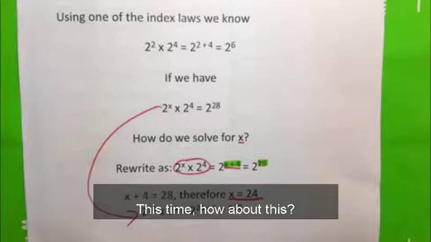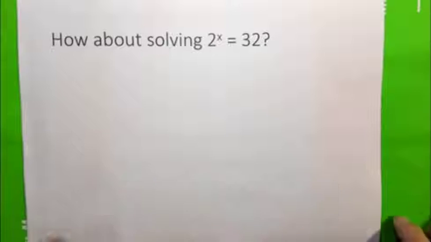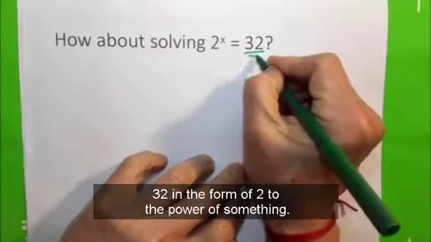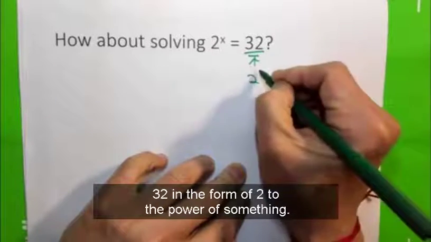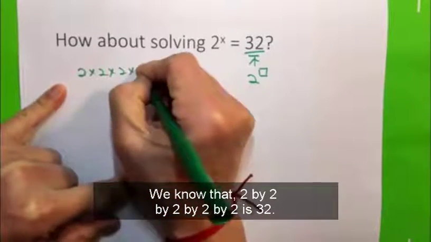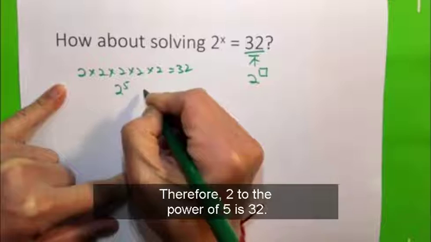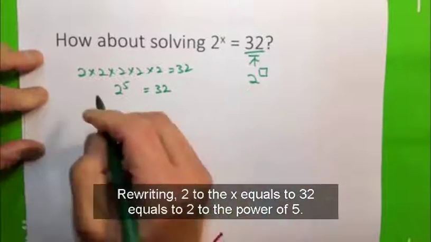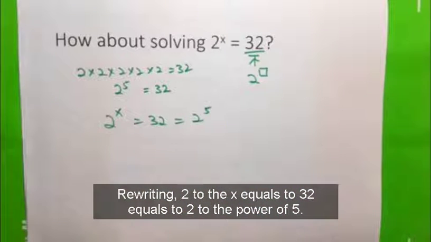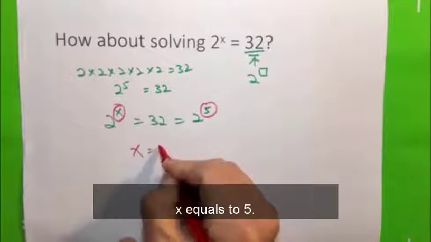This time, how about this? How could we solve 2 to the power of x equals 32? Obviously, what we really need to do is write 32 in the form of 2 to the power of something. We know that 2 by 2 by 2 by 2 by 2 is 32. Therefore, 2 to the power of 5 is 32. Rewriting, 2 to the x equals 32 equals 2 to the power of 5. We can therefore equate this to this. x equals 5.